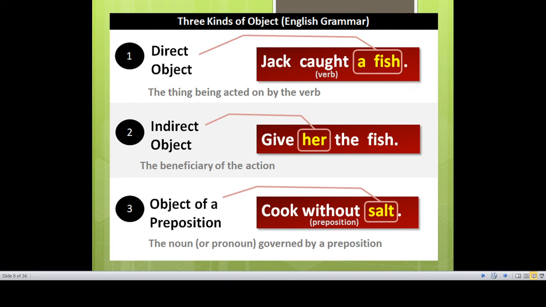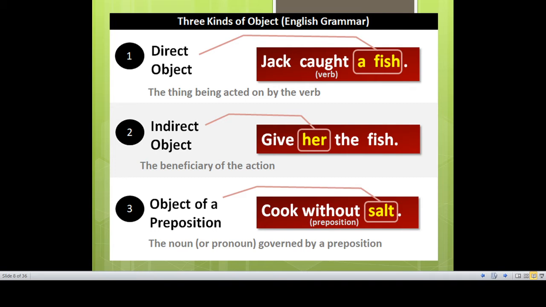Give her the fish. So, her is, of course, somebody else. And she is, in fact, the beneficiary of the action, who is benefited out of this action and this direct object. That is her. And her is, in fact, the indirect object.